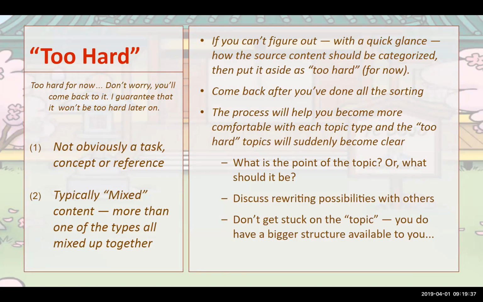Because after you go through most of your content and you've been through 200 tasks, 100 references, and 50 concepts, you'll be able to go back to those too hard topics and say, I see what this is. This really is partially a reference information, so I'm going to pull it out, and this is partially conceptual or task, or you know what, I don't really need this, right? And it'll be easier to identify once you've had a whole bunch of the other topic types under your belt. You've had experience deciding what they all are.